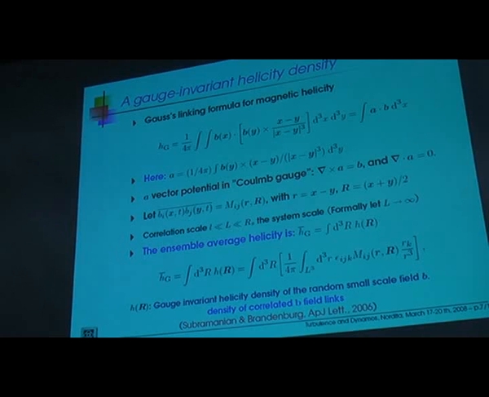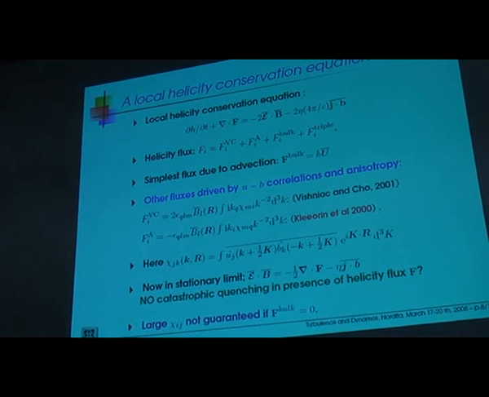And this is the idea that you can exploit to at least define for yourself a gauge invariant density of helicity. And now we have a density of helicity. You can ask what is the evolution equation for that. And that evolution equation, of course, gives you more or less what people have all been expecting, which is a flux equation, a local helicity conservation equation.